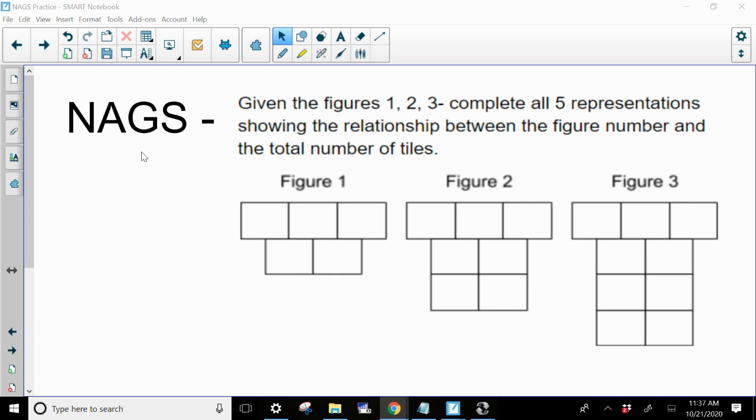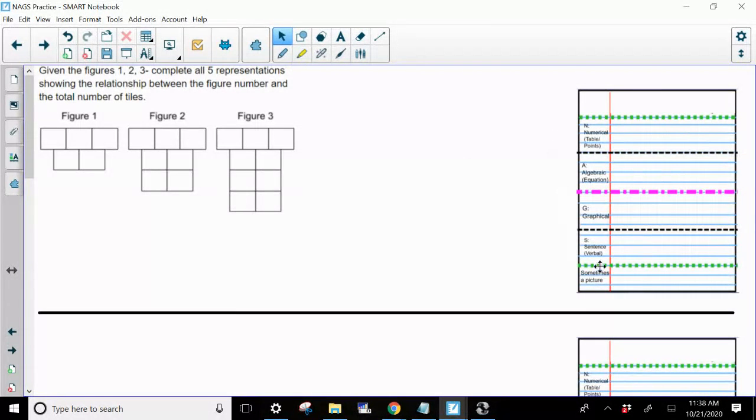All right, this is problem one from your NAGS practice assignment. We have the following: given the figures 1, 2, 3, complete all 5 representations showing the relationship between the figure number and the total number of tiles. So remember, we need to set up our page, as you can see over here, with our NAGS and then sometimes a picture at the bottom. If you need to pause this video right now to do that, please do.